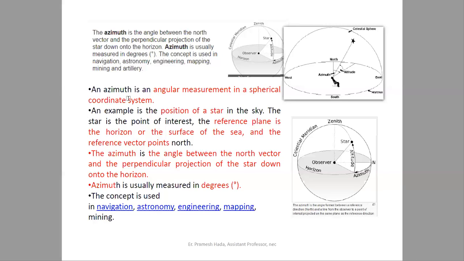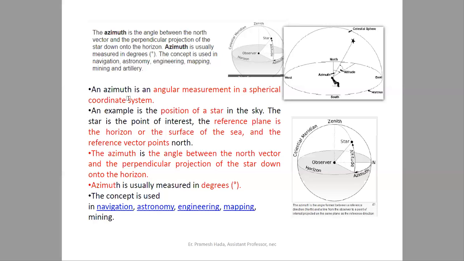The second thing is the reference plane. Suppose the horizontal plane is our reference plane, meaning suppose we are plotting a diagram onto a sheet, then the plane on which we are plotting is our reference plane. And third is the reference vector point. Generally in angle measurement, the reference vector point is north. So here also we assume the reference vector point as north.